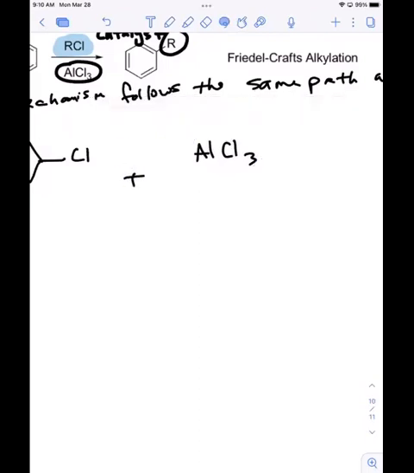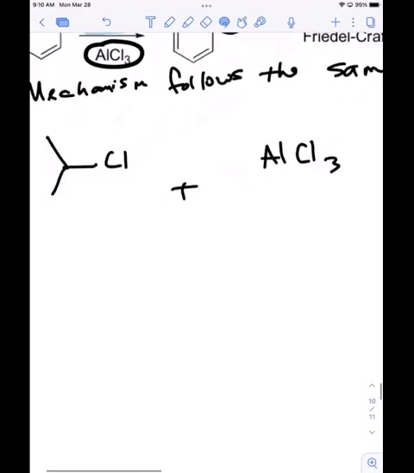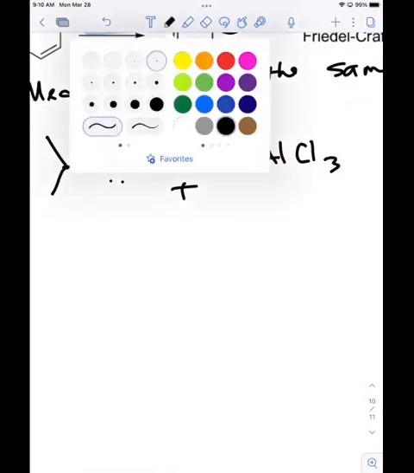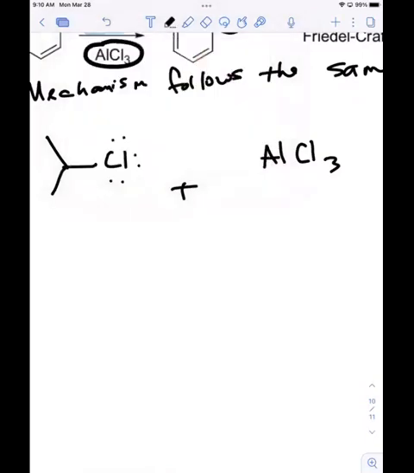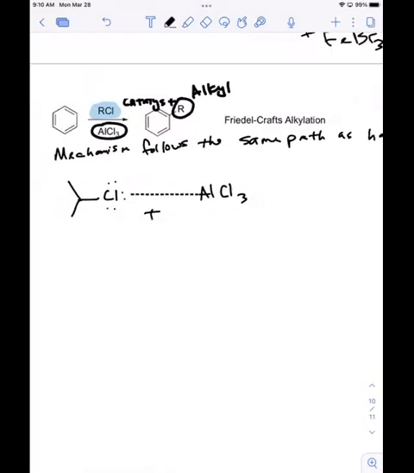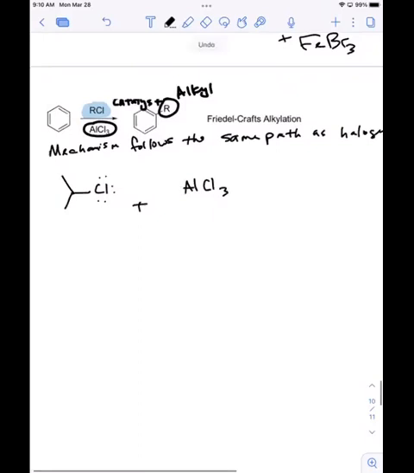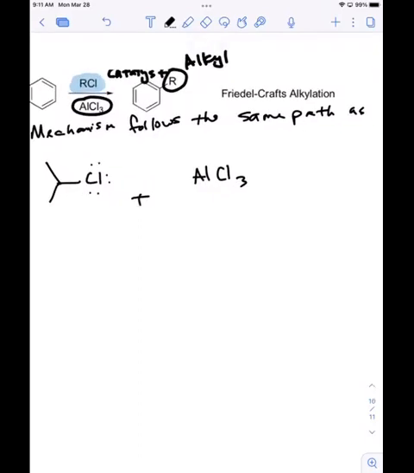With the chlorine having lone pairs and being a Lewis base, and aluminum being a Lewis acid that can accept a pair of electrons, you get coordination between these two.